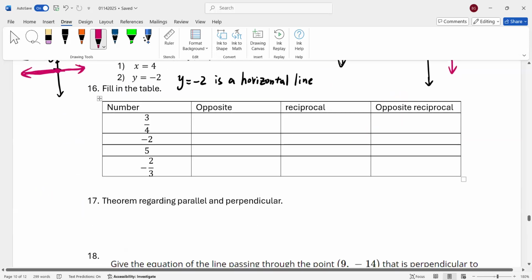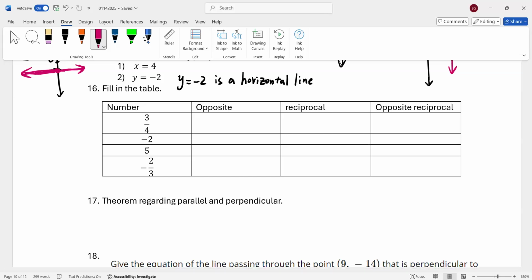And number 16, we are going to do an exercise. In this table, we have two concepts involved. The two concepts are opposite and reciprocal. After we review or recall the concepts opposite and reciprocal, we are going to introduce a new concept. Okay, let's do the opposite first.